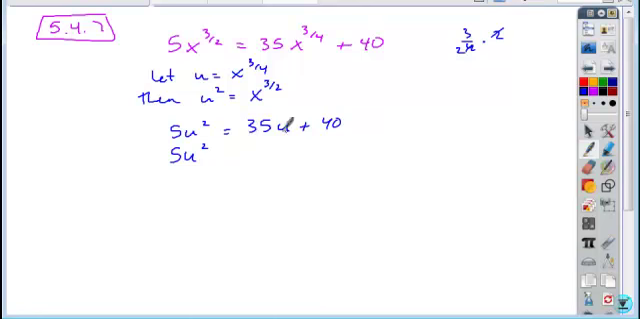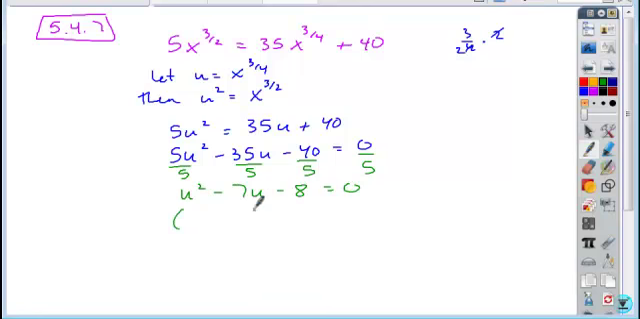So we have multiple variable terms, so we're going to move everything to one side and set it equal to 0. So subtract a 35u and subtract a 40. Set that equal to 0. And now when we look at this, is there any common factor we can divide by to reduce the numbers that we're working with? Okay, if you notice, we can divide everything here by 5 on both sides of this equation, and it reduces our numbers and makes it easier to work with.